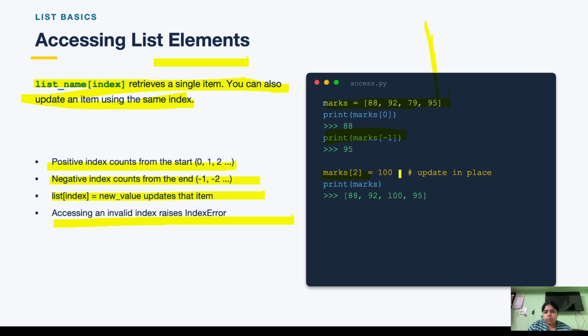Marks 2 is equal to 100. Print marks, and here, if you want to update a place, you can just put a number in there, and that 79 will be removed and 100 will be updated over there.